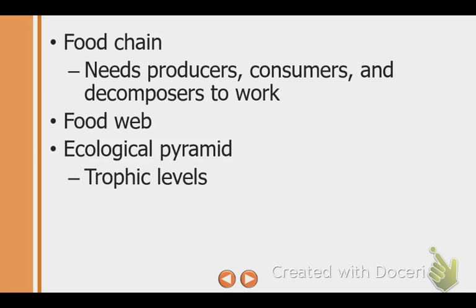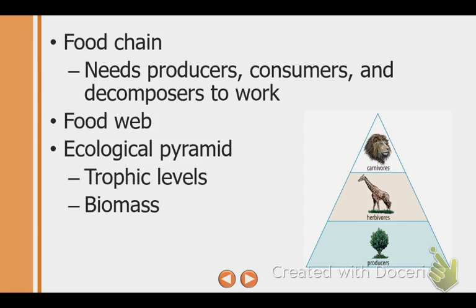Each level of the pyramid is a trophic level, and you have producers at the bottom, and then biomass might be part of that. And we also can look at the energy at each level, or we can also use it to look at the number of organisms at each level. So the bottom level is always producers, and then you have herbivores that eat the plants, and the carnivores are above that. So it's kind of like looking at a food chain, but you're looking at this pyramid instead, and it represents the amount of energy that is available to each of those trophic levels.